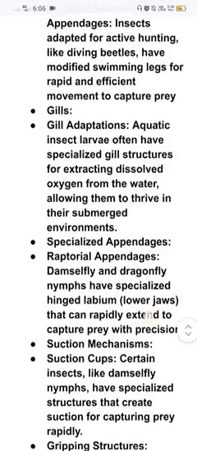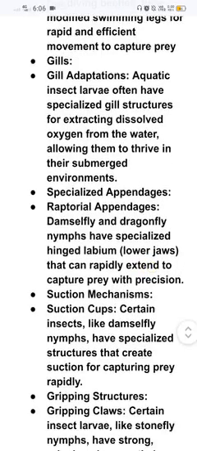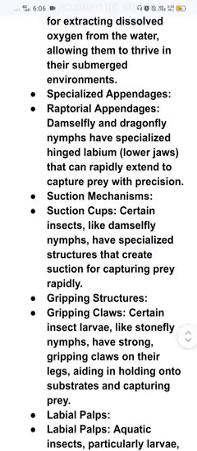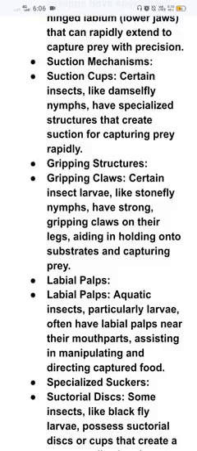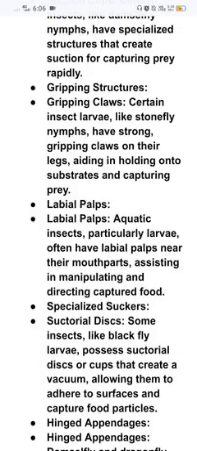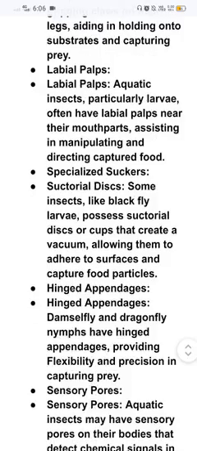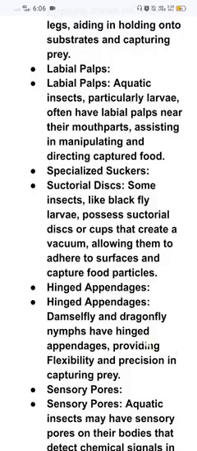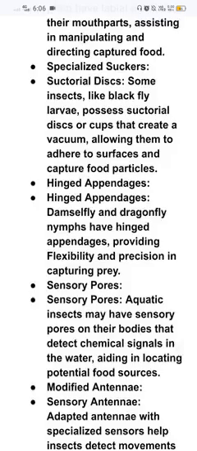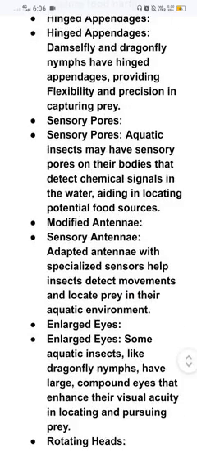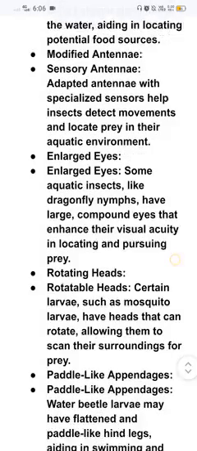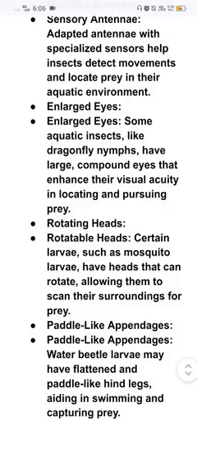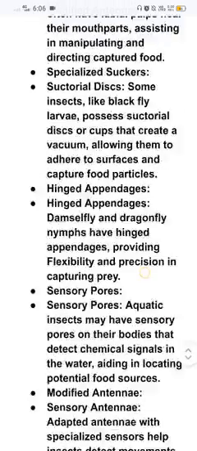Then silk production, silk glands, swimming appendages, modified swimming appendages, then gill adaptations, then specialized appendages like raptorial appendages, suction mechanisms in the sense suction cups, then gripping structures, gripping claws, labial palps, which can also be stated as a morphological adaptation. Then specialized suckers, suctorial discs we mentioned earlier. Then hinged appendages, sensory pores, modified antennae, sensory antennae, then enlarged eyes, then rotatable heads, and paddle-like appendages.